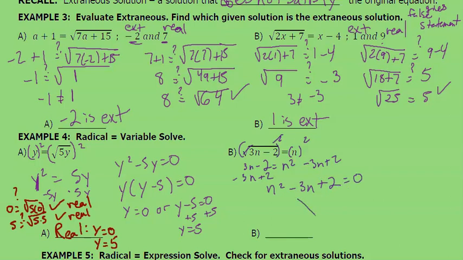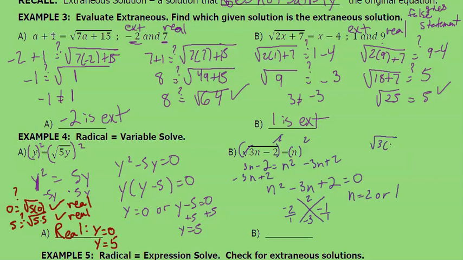We want to factor this. AC is 2, B is negative 3. So we could do negative 2 and negative 1. Negative 2 times negative 1 is positive 2, and negative 2 plus negative 1 is negative 3. Divide by A, and then you have your two zeros. You have a plus 2 and a plus 1. So n equals 2 or 1. So we're going to plug those back in and see if they are true statements or not.